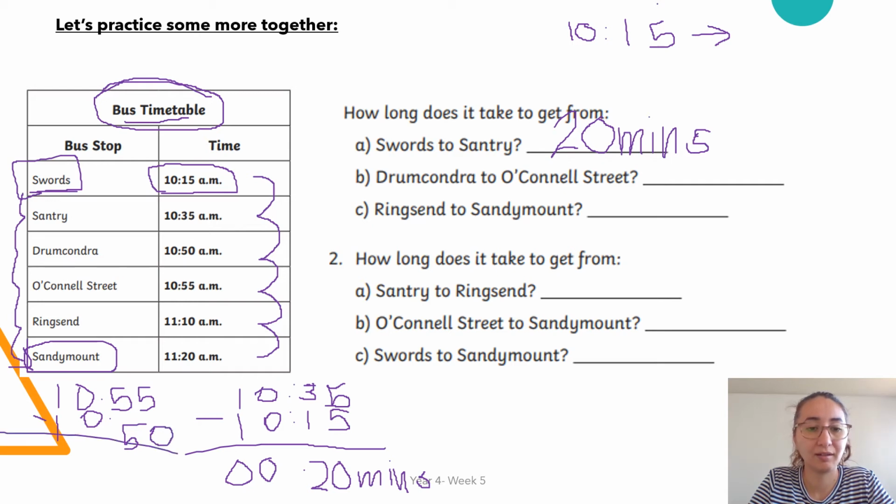Again, so 5 take away 0 is 5. 5 take away 5 is 0. 0 take away 0, 0. 1 take away 0 is 1. So again, we've only got a 5-minute difference. So we would put that here.